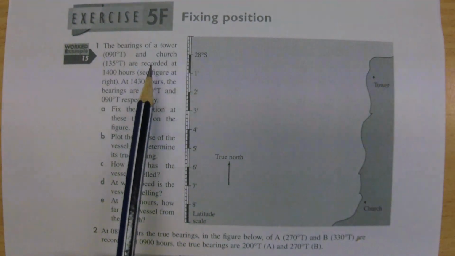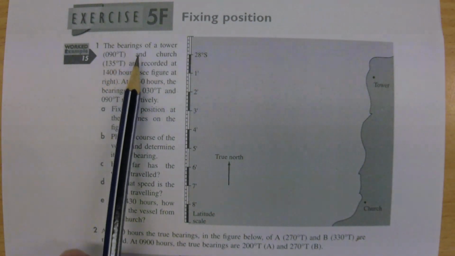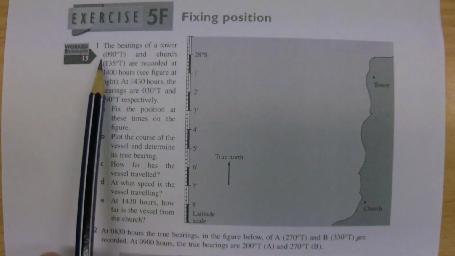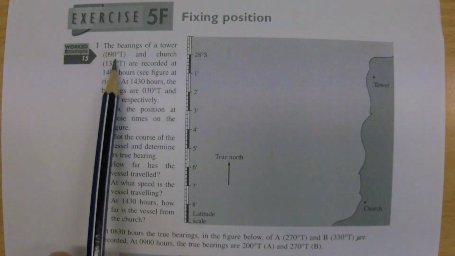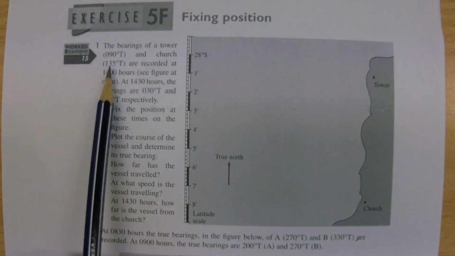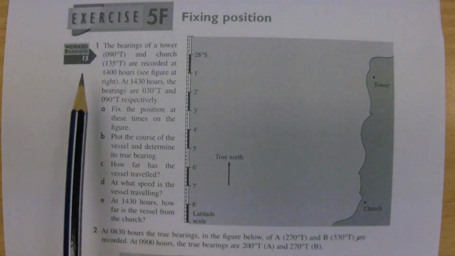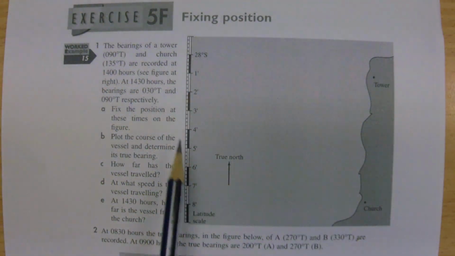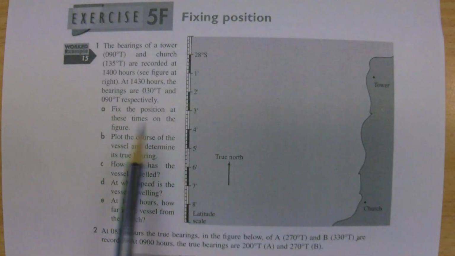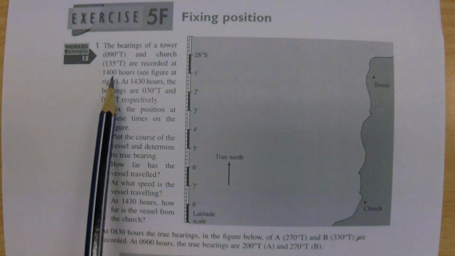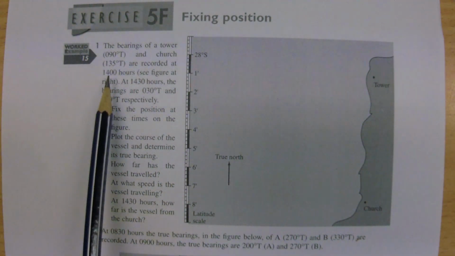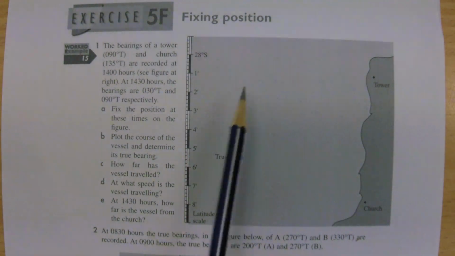So the first information we're given is that the tower has a bearing of 090 true and the church is 135 degrees true. These readings were taken from wherever the vessel may happen to be, so there's a boat somewhere here in the water, and they're recorded at 1400 hours. Now we don't know where the boat is, that's our job.